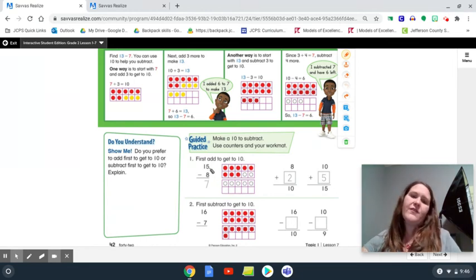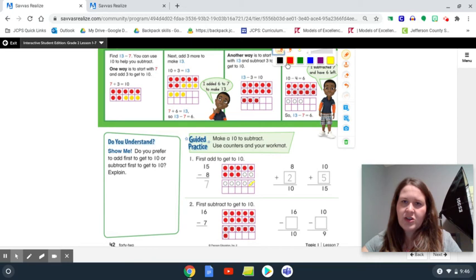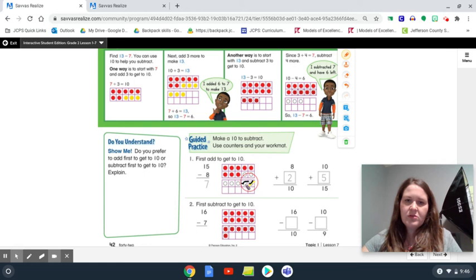So 15, and if I take away 8, watch, I'm going to take away 8 because we got 15. Oops. Let's change it from the yellow. Let's make it a little darker. So if I go 1, 2, 3, 4, 5, 6, 7, 8. How many do I have left? I've got 1, 2, 3, 4, 5, 6, 7. Which was our answer.